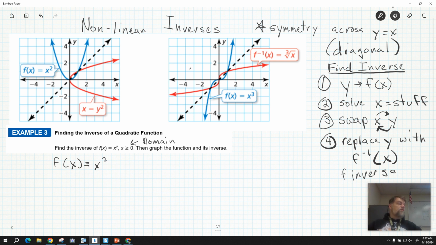So the first step, replace f of x with y. Then we have to solve for x. So first step, f of x, replace with y. Second step, solve for x. That means I got to get x equals some stuff. Right now I have y equals x squared. How do I get rid of the square? It's raised to the second power. How do I get rid of the power? What's the inverse operation of a power? Yeah, everybody's kind of going root.